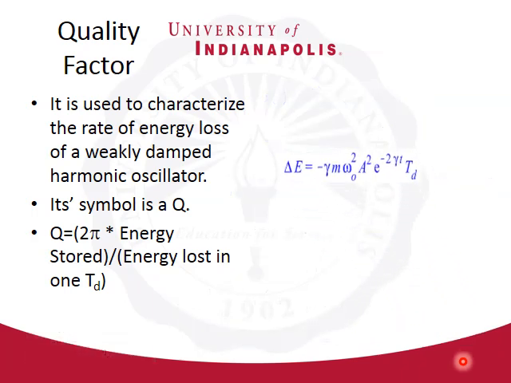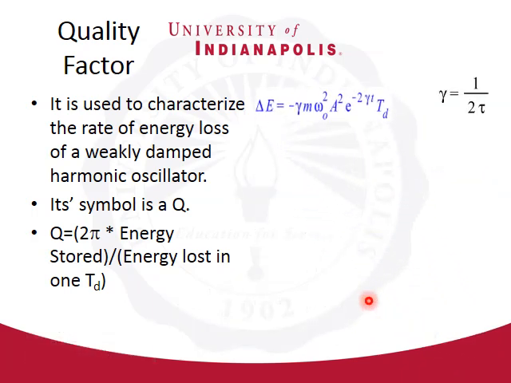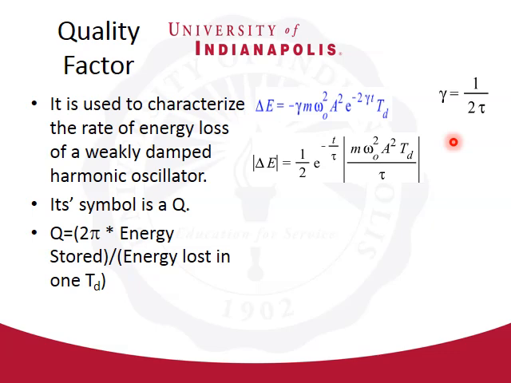Now with that expression, what I can do is plug in this time constant. So gamma is equal to this particular time constant, where this tau is a particular time constant for our system. If we plug that in there, then I get this representation for my change in energy, or the absolute value of the change in energy. And then this is the total energy of the system.